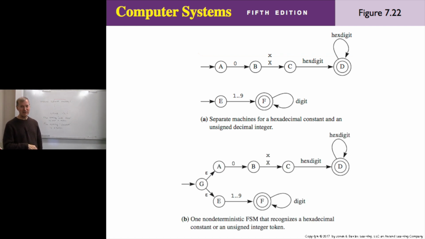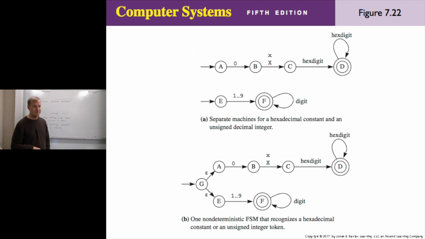Now, do you see in part B of the figure how that works? This finite state machine will recognize either this or this. Now there are two final states, and if you wind up in the final state in the top branch, it has recognized this, and if you wind up in the final state in the bottom branch, it will recognize this. So this is a multiple token recognizer.